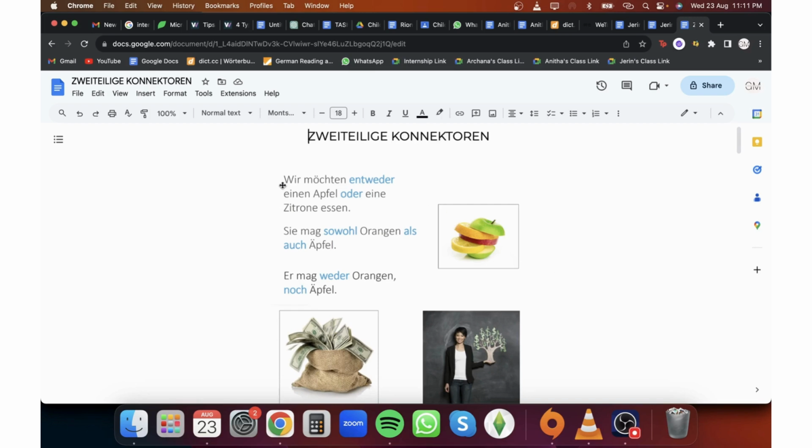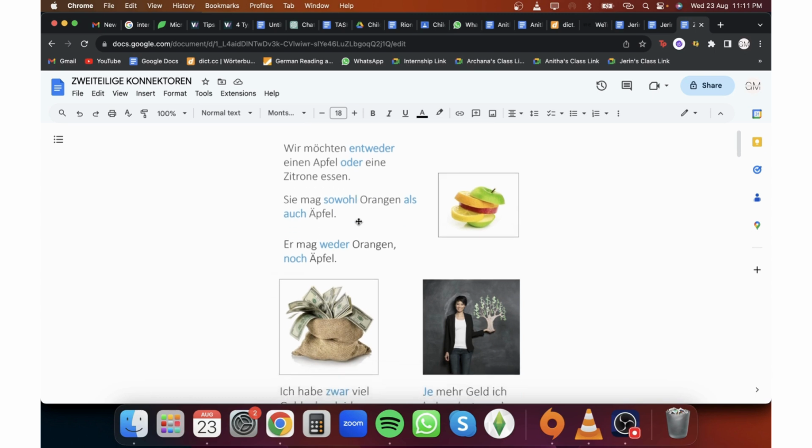Right? So, wir möchten entweder einen Apfel oder eine Zitrone essen. So, entweder oder is either or. So, we would like to either eat an apple or a lemon. No one eats a lemon. I don't know why they've written this, but consider this as a fruit, right? So, we would like to either eat an apple or a lemon.